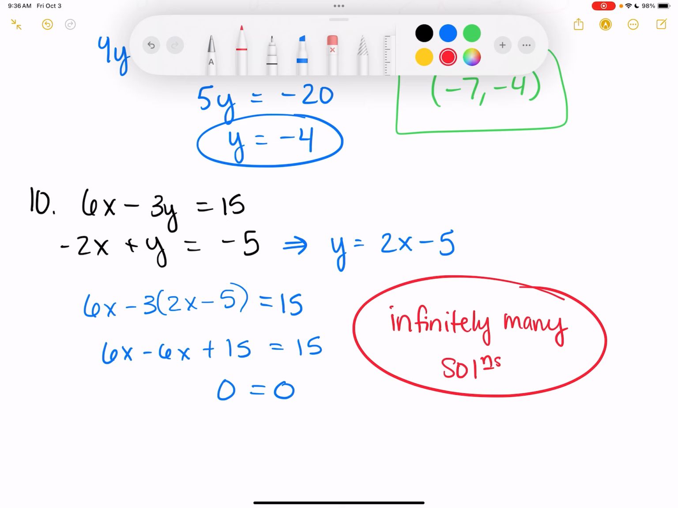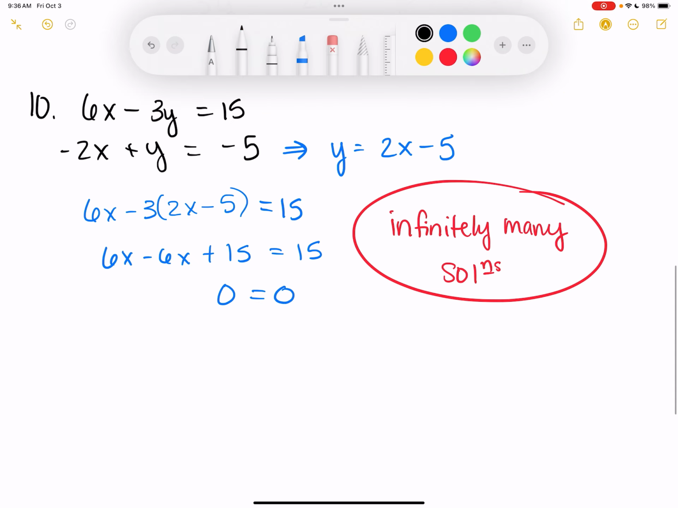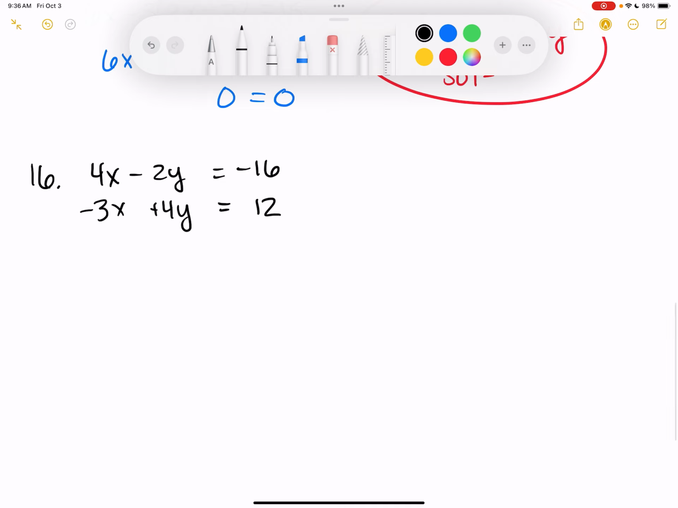Moving on to elimination. Number 16. 4x minus 2y equals negative 16. And negative 3x plus 4y equals 12. So with elimination, I'm trying to cancel one of the variables completely.